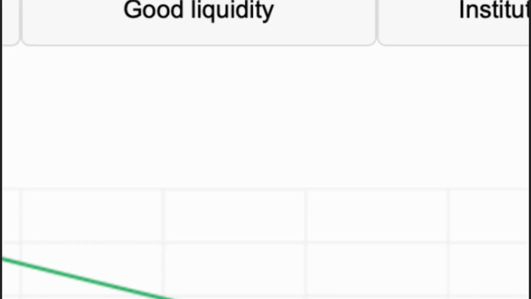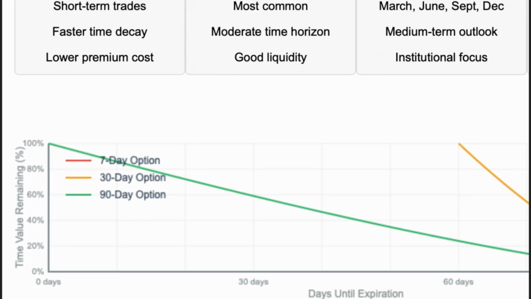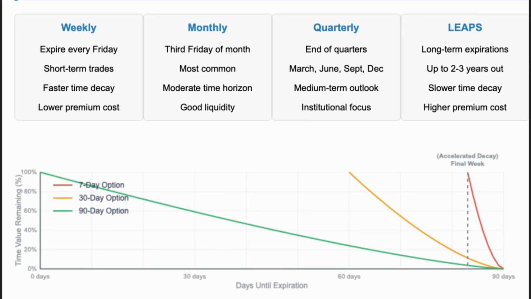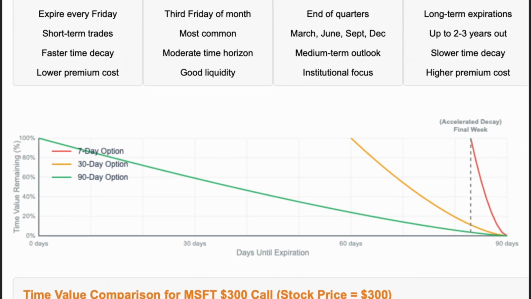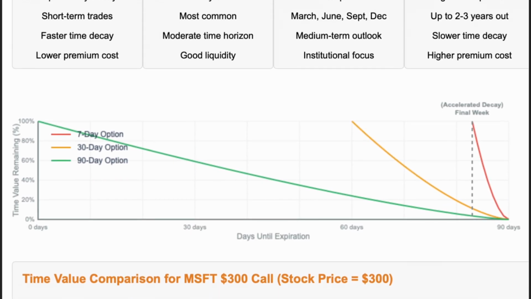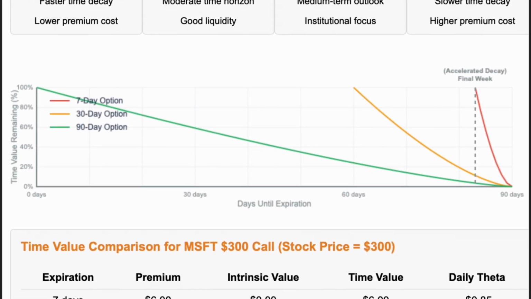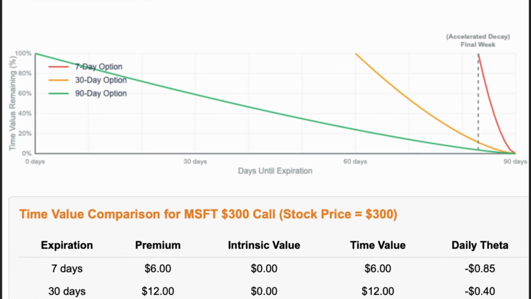Time value, which we touched on earlier when discussing premiums, is directly affected by how much time remains until expiration. This phenomenon, where options lose value as time passes, is known as time decay or theta decay. This decay isn't linear, it accelerates as expiration approaches. Which is why options traders often say, time is the enemy of the option buyer. Could you walk us through some examples that demonstrate how expiration dates and time decay impact option strategies?